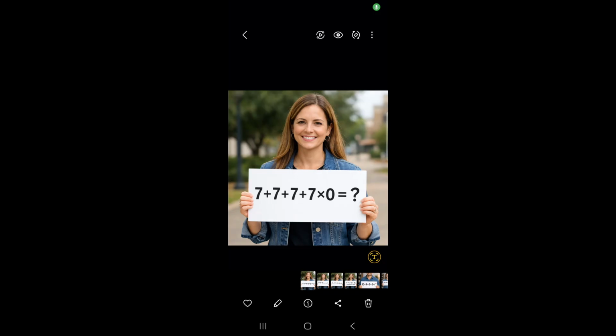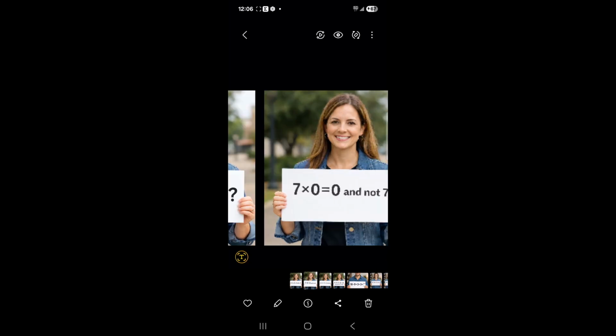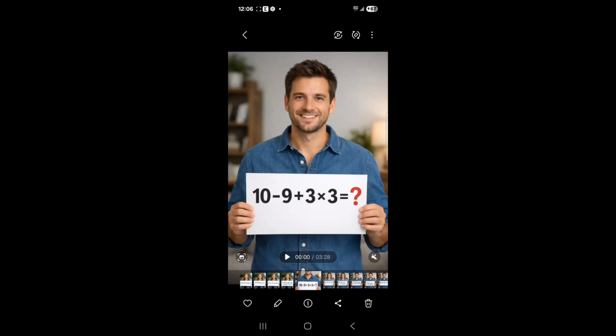Here is a quick little problem. Let's see if I can scroll through these pictures in the right order. I kind of messed that up, but here we go. 7 plus 7 plus 7 plus 7 times 0 equals what? All right, what do you think the answer is? This one's really simple. I'm going to try to scroll through these really quickly.